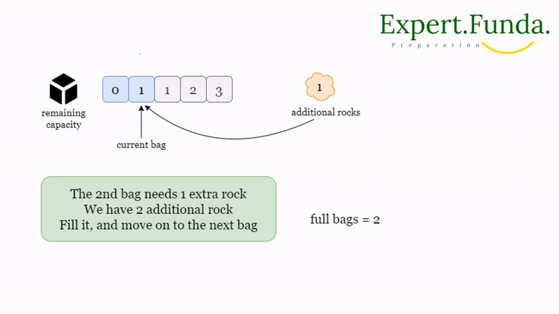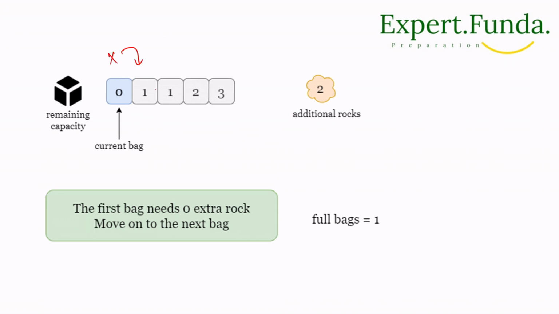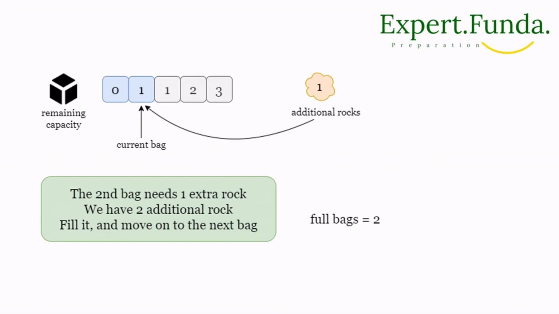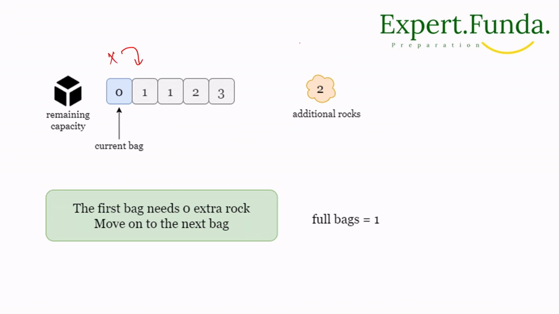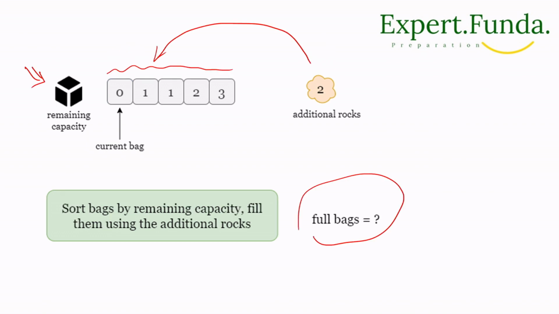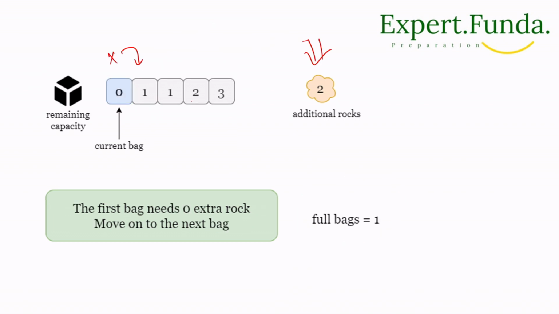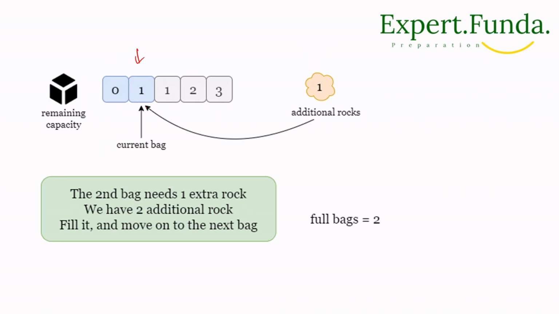So for the current bag, we had 0, then we moved here. Now we see this one, the remaining capacity is 1. From the 2 rocks we had previously, we take 1 rock and fill the bag. We put it here, so this is full, right? Now we have come to this next one. So one more bag we have added here, and additional rocks we have put here.